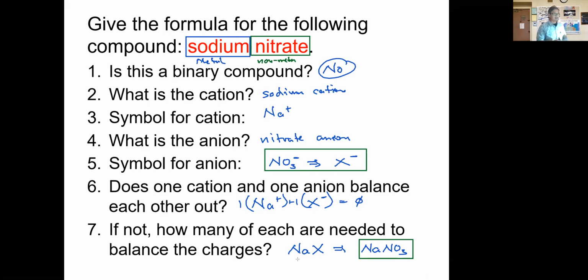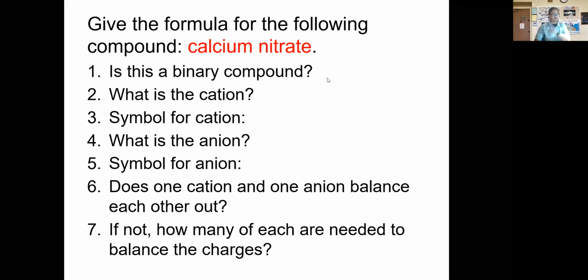Let's continue on. Let's do another example and keep practicing this. Let's take a look at this compound here, calcium nitrate. All right, so I think we can go through this a little bit quicker, because we see that first of all, this is not a binary compound.